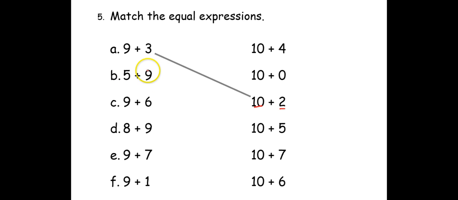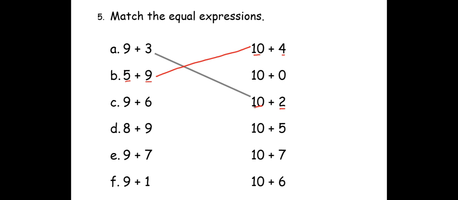When I look at 5 plus 9, I think, how can I make a 10? Well, I could take 1 away from my 5, that would leave 4, and put that with the 9, that gives me 10. So 5 plus 9 is the same thing as 10 plus 4. Again, I took 1 away from the 5, that left 4. I combined that 1 with my 9, and that gave me the 10.